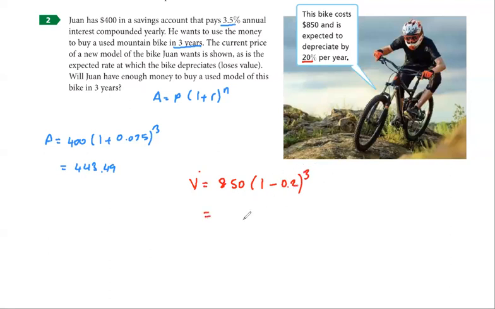And if you just plug it into the calculator, you should get around 435.20. So this is the value of the bike in 3 years, and this is the amount of money that he is going to have in his bank account. As you see, this is a bit bigger than this number, which is why he is going to have enough money to cover that bike. So the answer is yes. I hope this question was reasonable and overall everything is clear. So I'll see you next week.